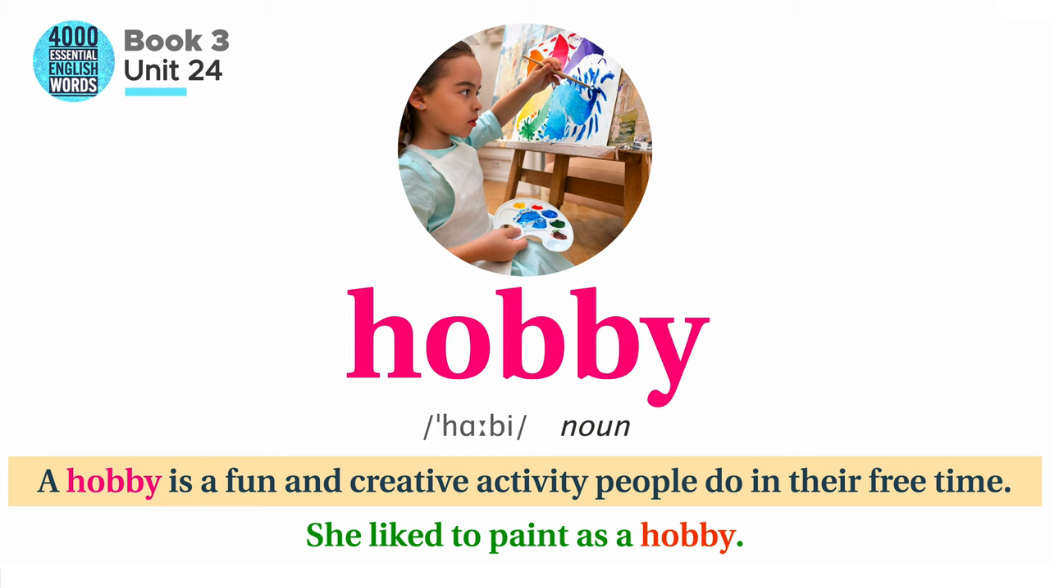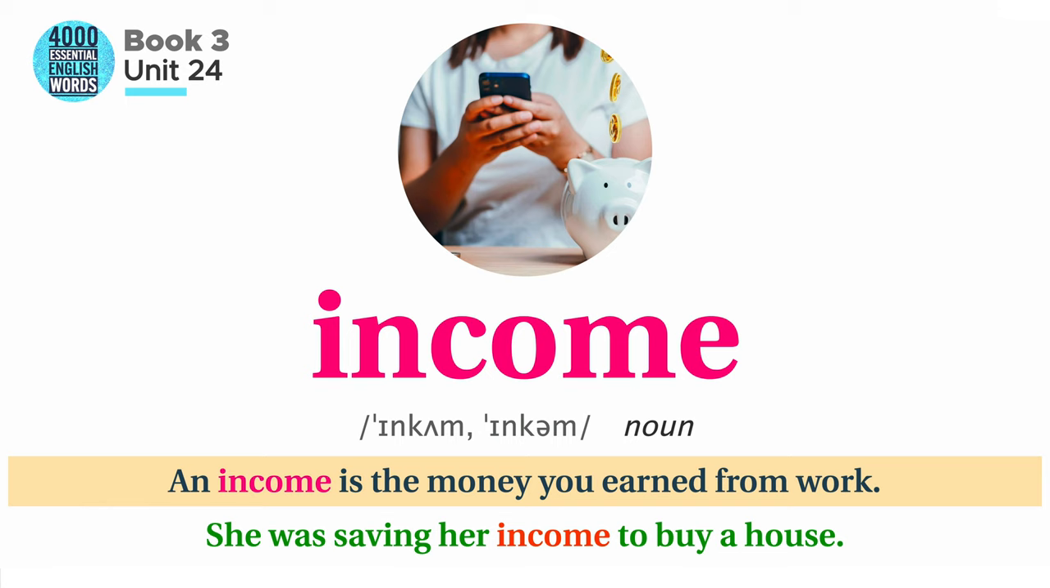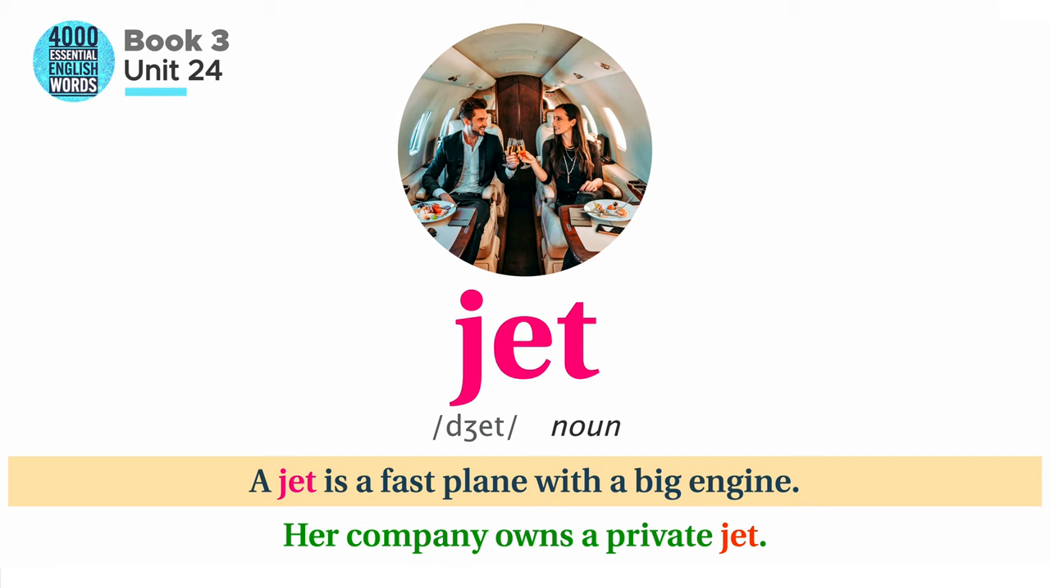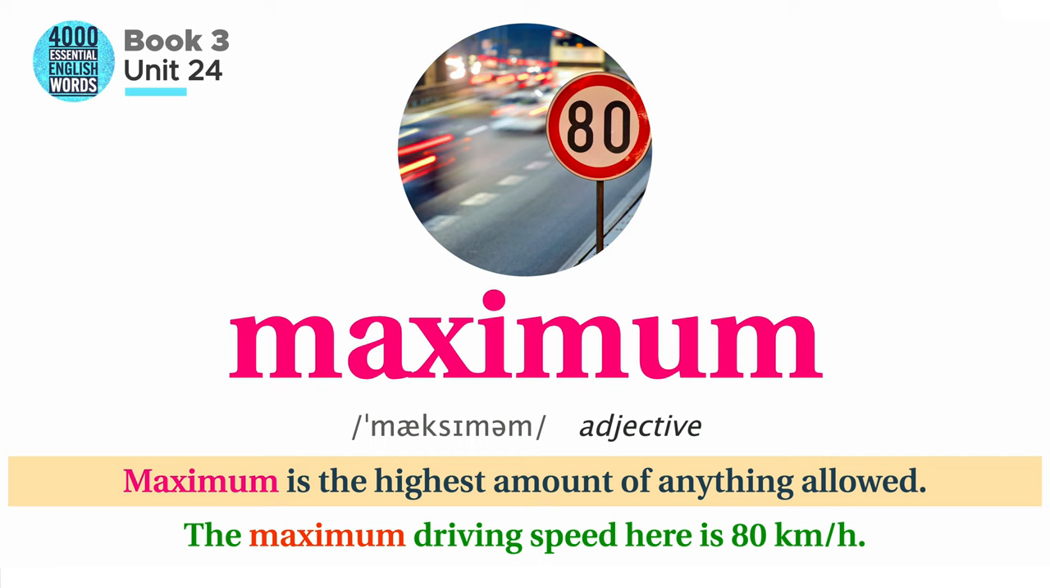Income. An income is the money you earned from work. She was saving her income to buy a house. Jet. A jet is a fast plane with a big engine. Her company owns a private jet. Maximum. Maximum is the highest amount of anything allowed. The maximum driving speed here is 80 kilometers per hour.